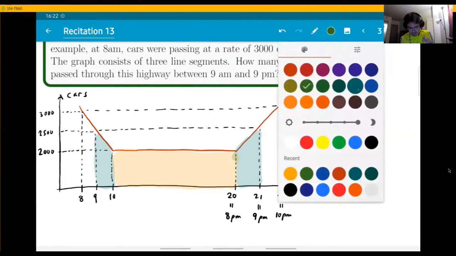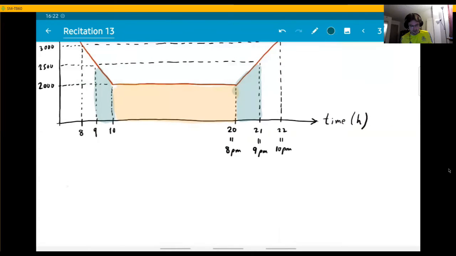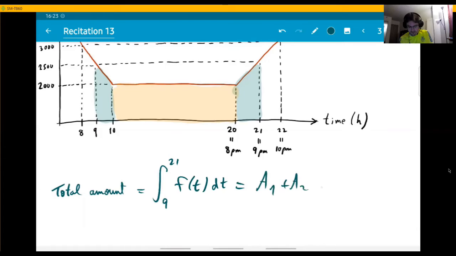So how does this work? Total amount of cars is going to be equal to the integral between the 2 time instants of the flow function, f. And what I'm indicating here is that we can break this up into 3 separate areas, 1, 2, and 3, where this is A1, this is A2, this is A3. To calculate those, it's very simple. The trapezoids, A1 and A3, actually have the same area.